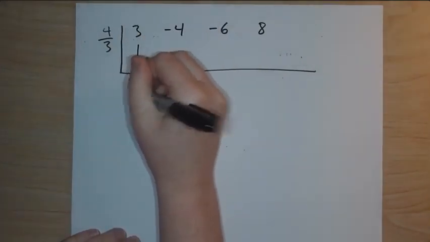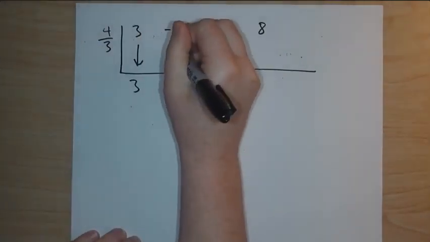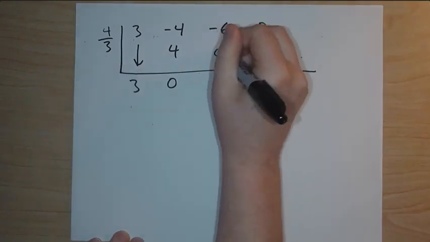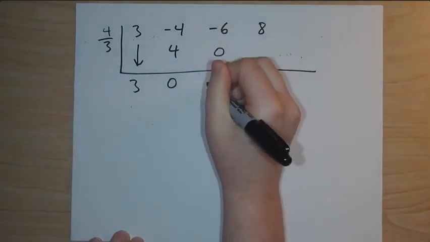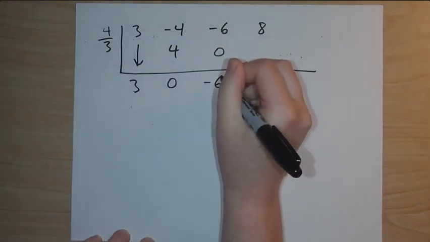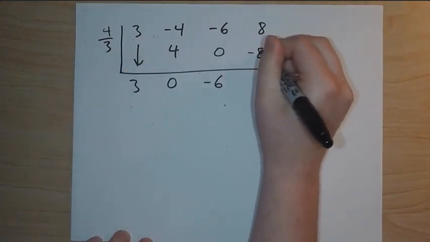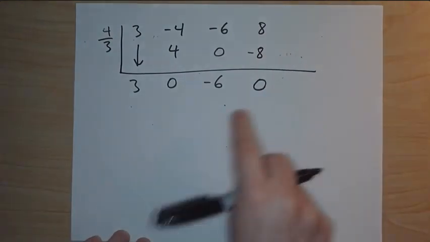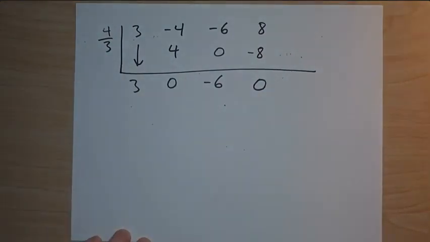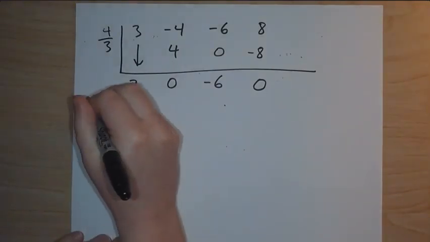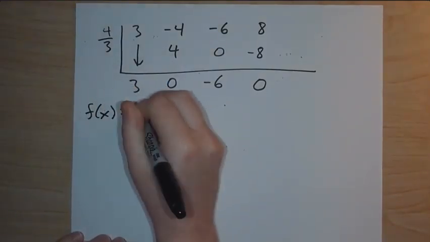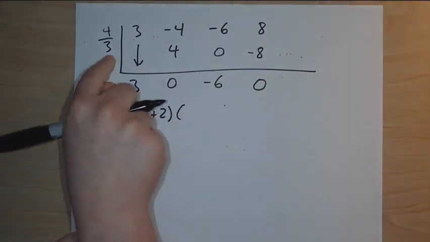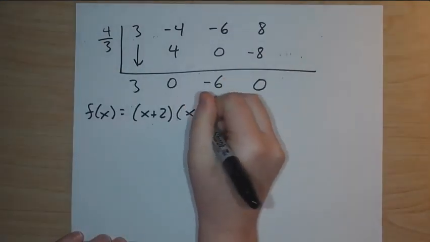Take down the 3. 3 times 4/3 is 4. -4 plus 4 is 0. 0 times 4/3 is 0. -6 plus 0 is -6. And then we have -6 times 4/3, which is -8. 8 minus 8 is 0. So we have confirmation that 4/3 is in fact a 0. And so we can rewrite f of x as x plus 2, which was a 0 we took out first. And now we took out x is 4/3, so that would be x minus 4/3.